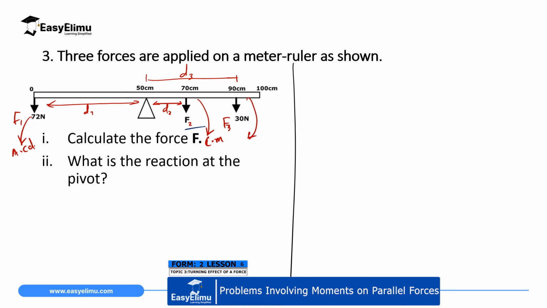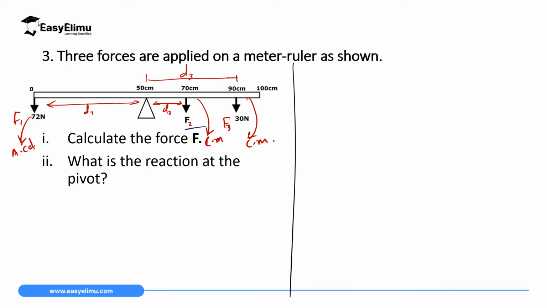Then this one, F3, is also a clockwise moment. So we have two clockwise moments and one anti-clockwise moment. If we handle the first one, the sum of clockwise moments is equal to the sum of anti-clockwise moments. In this case, we have two clockwise moments: F2 D2 plus F3 D3. This is the same as F1 D1, which is the anti-clockwise moment.